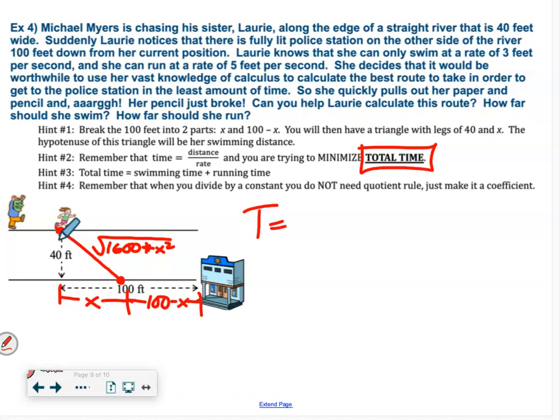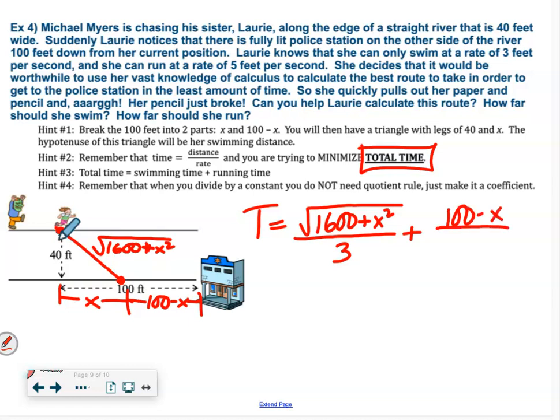So her time would be the time she spends swimming, which would be the distance she swims divided by the rate that she swims at. What rate does she swim at? 3 feet per second. All right. Plus the distance she runs. How far does she run? 100 minus x divided by the rate that she runs at. What's that? 5.